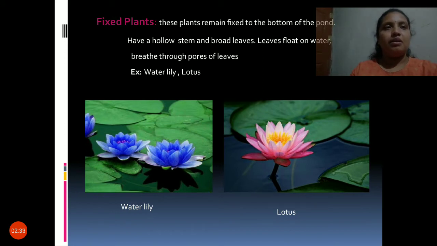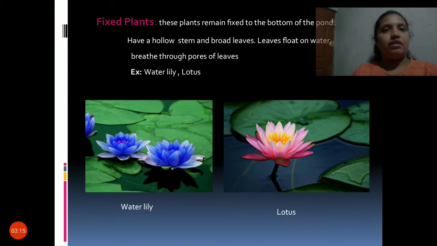There the mud is very clayey and sticky, and the stem is hollow. The lotus stem is hollow, and it has broad leaves. This hollow nature of the stem will help the lotus plant to fix strongly to the bottom. Then the broad leaves will help it to float on water. These plants will breathe through the pores of the leaves.